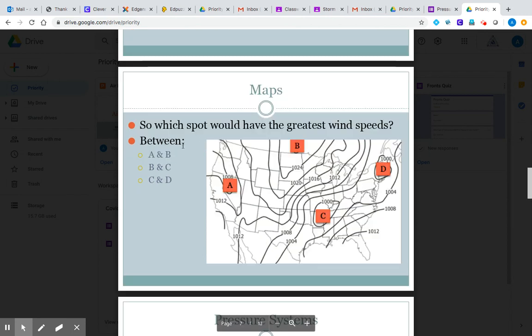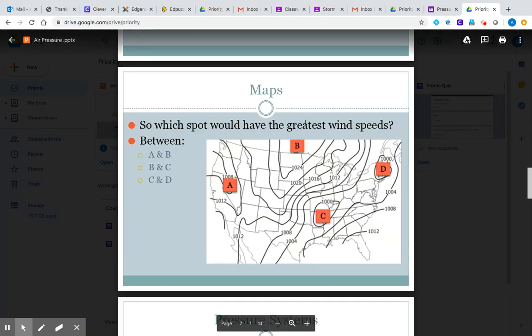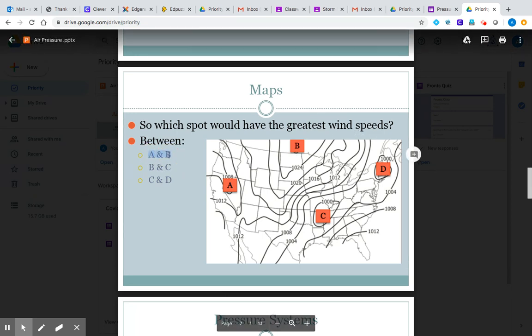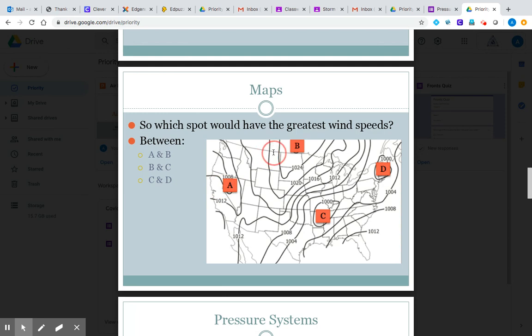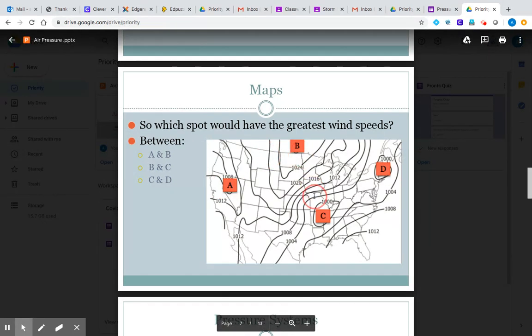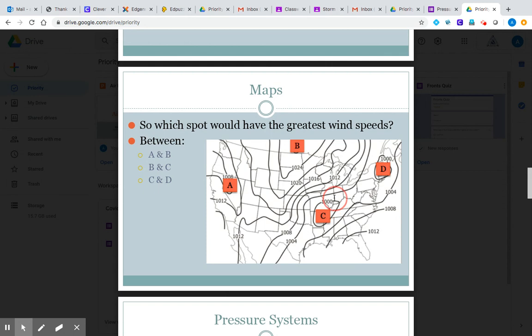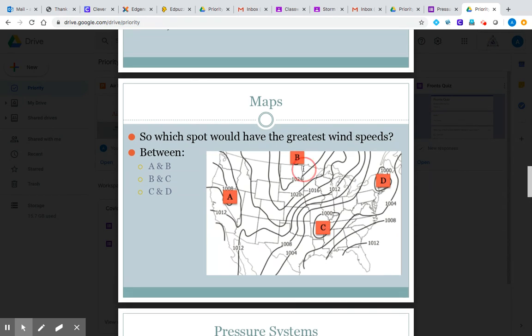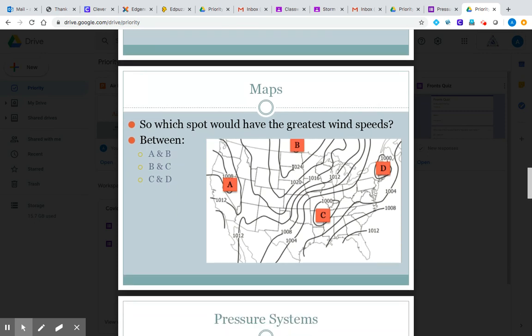So if we take a look at our map here, which spot would have the greatest wind speeds? Would it be between A and B, B and C, or C and D? It would be between B and C because these lines are closer together. These isobars are closer together.